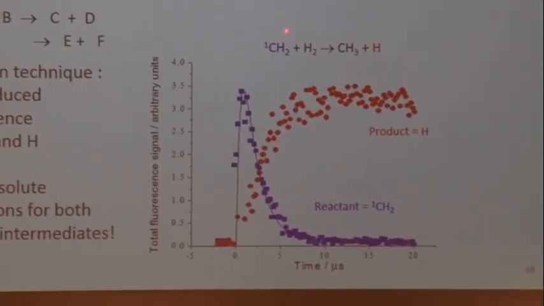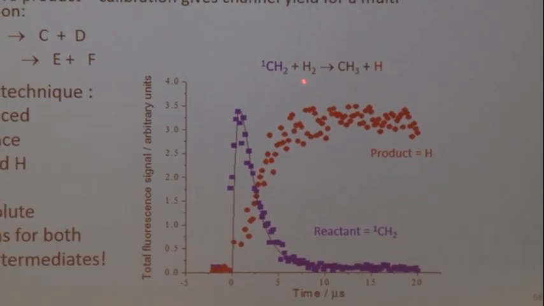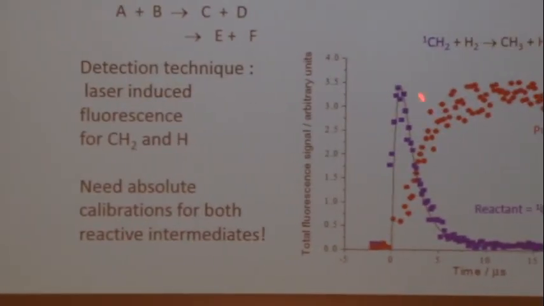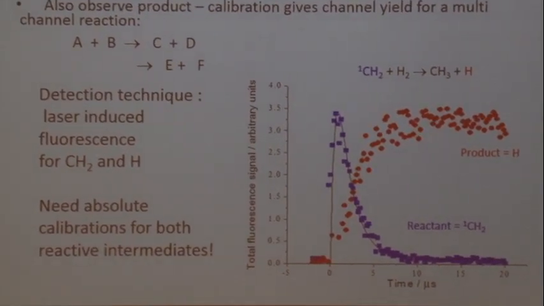So this is a reaction, singlet methylene with hydrogen. This is a pretty important reaction in a lot of hydrocarbon systems. And it makes methyl radicals. And so they measured with one wavelength the fluorescence of the singlet methylene, which was decaying away. And then with another wavelength, they measured the fluorescence from the H atom that was being formed. Then they had to do very complicated absolute calibrations for both of these, and then they could actually infer the rate, which they did.